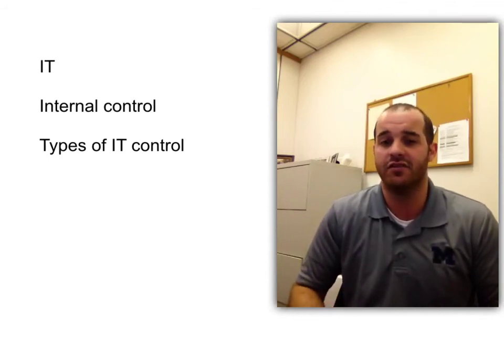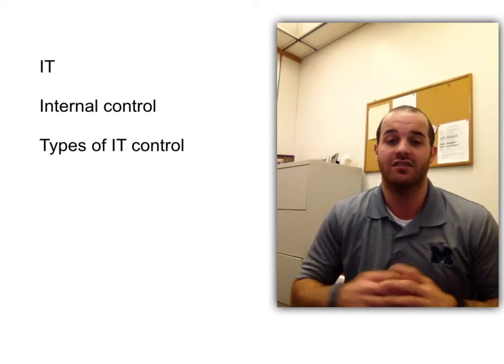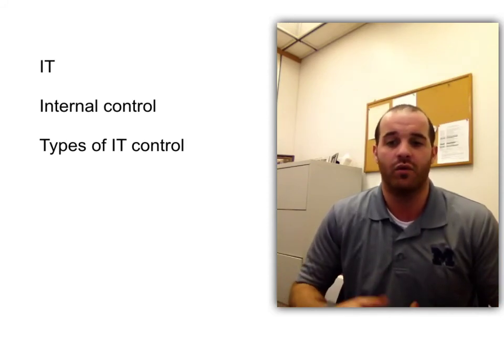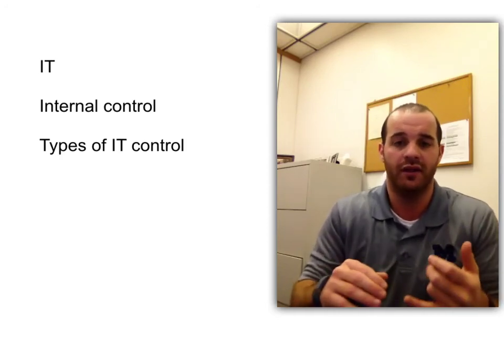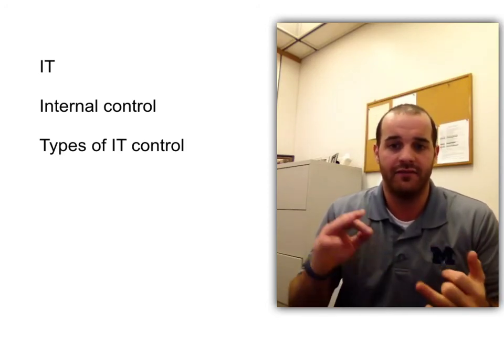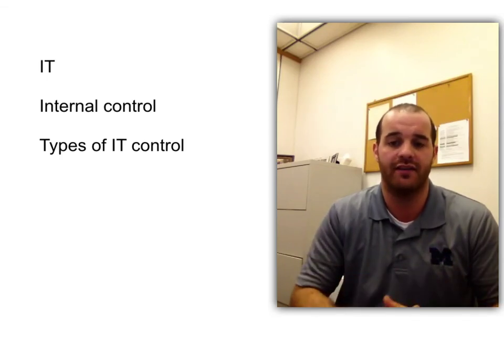So, IT control, Chapter 7. It's a very short chapter, I believe, but it's very important to understand that IT plays a central role in everything we do in accounting. We'll never get away from technology and internal controls. So we have to understand how to manipulate it, we have to understand the risk that it poses, and then we have to understand how to control the IT information that comes to it.